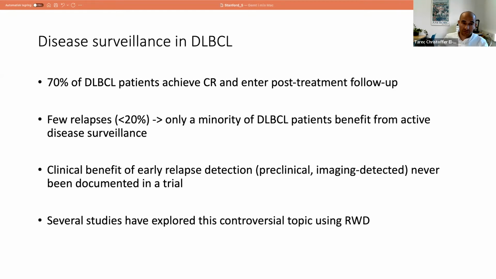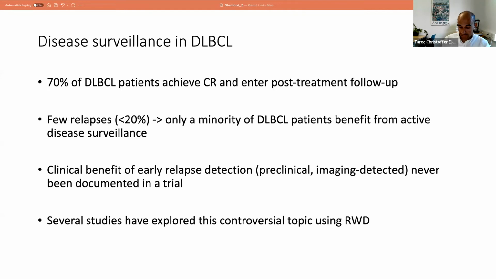I have one example of this from the Nordics, where we looked at disease surveillance in diffuse large B-cell lymphoma, and as you all know, more than 70%, or around 70%, of the patients achieve a CR and enter post-treatment follow-up. And of these patients that are in complete remission, relapses are not that common, less than 20%. So this means that all the things we do for disease surveillance in these patients only benefit a very small minority of patients, a maximum of 20%. The rest will never be sick again.